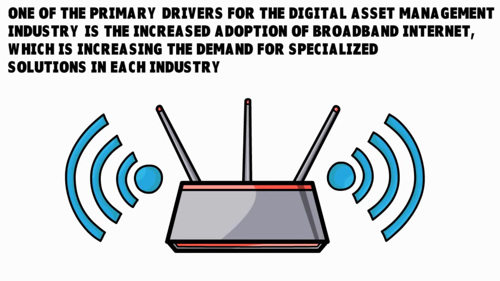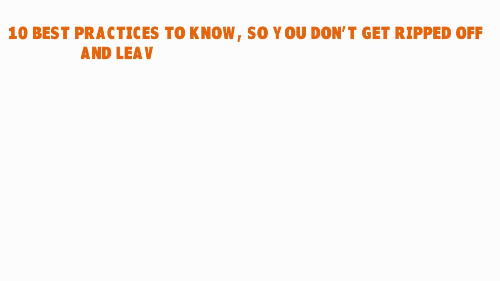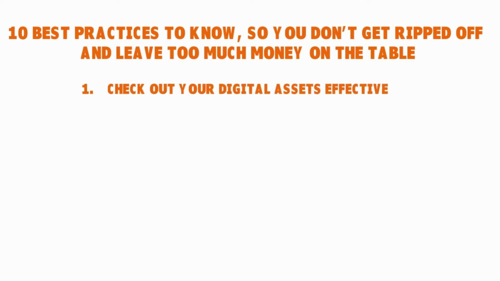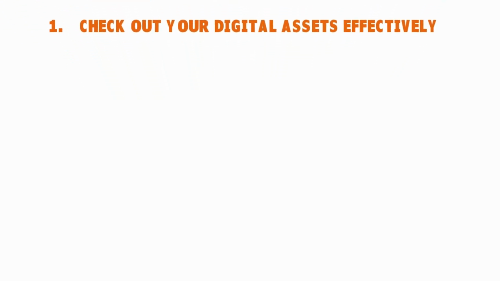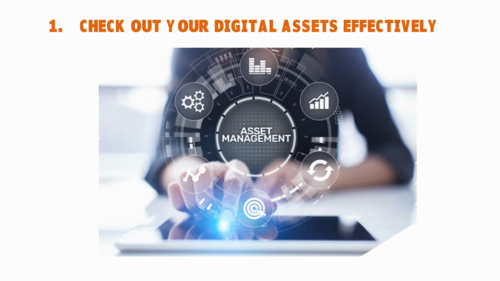Now let's go to number one. Remember, here I'm giving you 10 best practices to know. So here is the number one best practice. You want to check out your digital assets effectively. By check out, I'm talking about verifying things like basic information. You want to check out the assets you need to work on and lock them, so only you can edit it, annotate it, publish it, and move it.